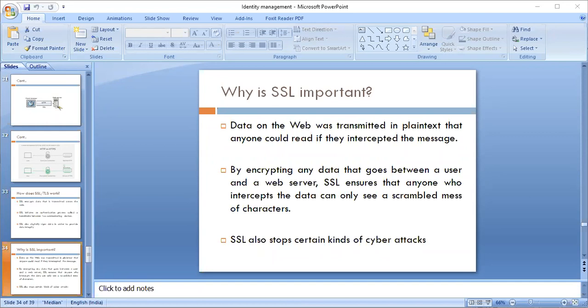SSL also stops certain kinds of cyber attacks, as it authenticates web servers, which is important because attackers will often try to set up fake websites to trick users and steal data. It also prevents hackers from tampering with data in transit.